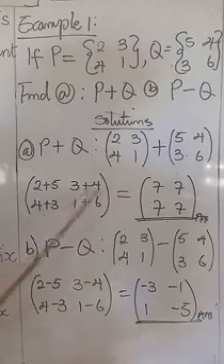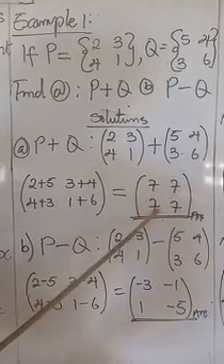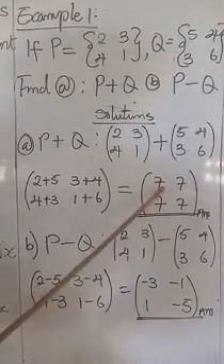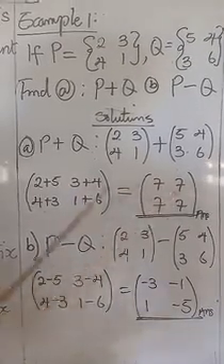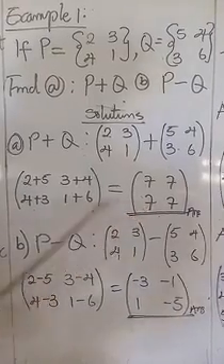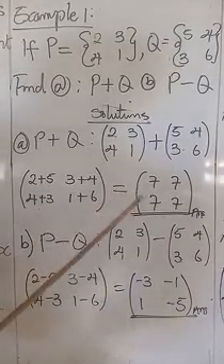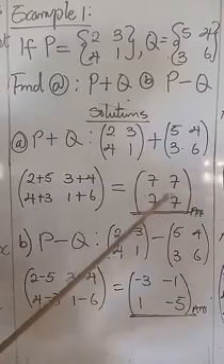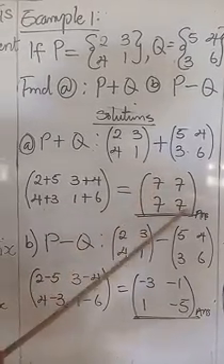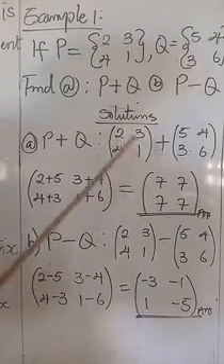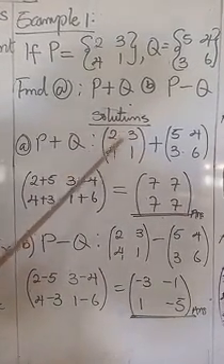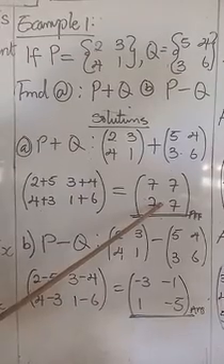So when you add them, you now have 7, 7, 7, 7. Because 2 plus 5 will give you 7, 3 plus 4 will give you 7, 4 plus 3 will give you 7, and 1 plus 6 will give you 7. So you will still have a 2 by 2 matrix. Because in your question you have 2 by 2, in your answer you will still have 2 by 2.